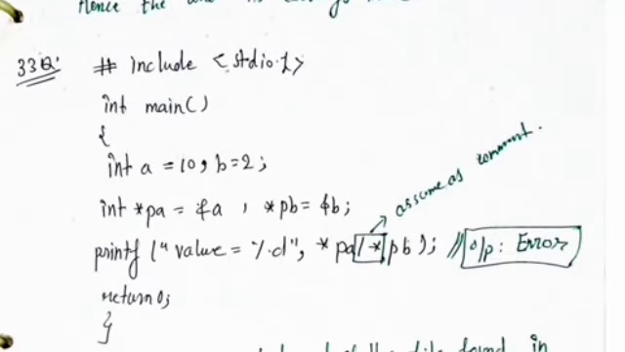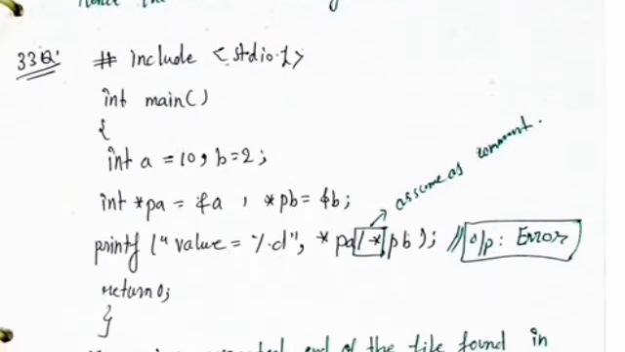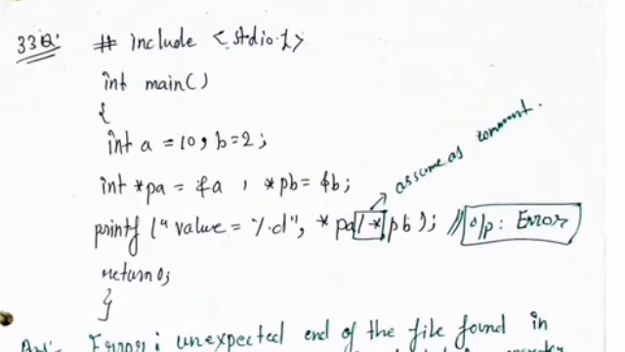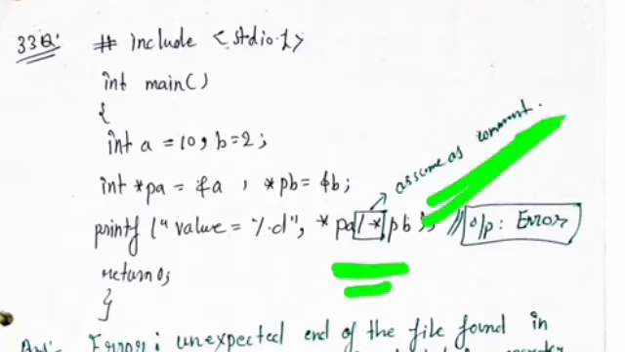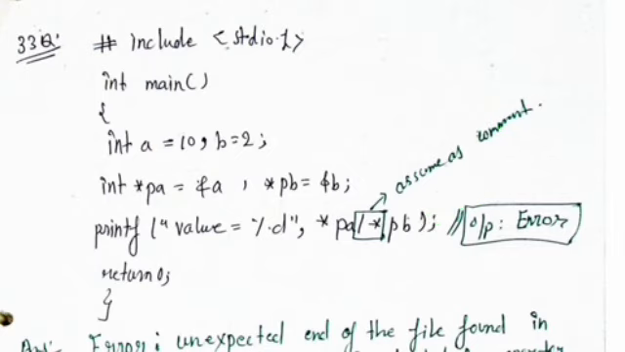Question number 33. #include stdio.h, int main, int a equal to 10, b equal to 2, int pointer pa equal to address of a and pb equal to address of b, print the value of the given expression like that. What is the output of this program? The output of this program is error. Why? Because here the slash and star is assumed as a comment by the compiler. So due to this it gives the error message.